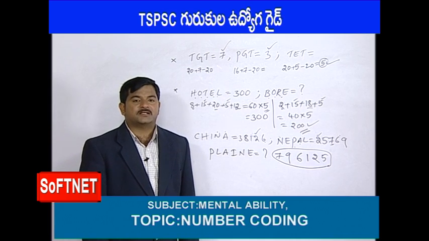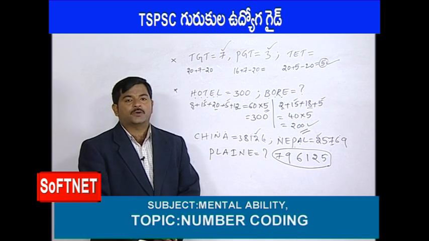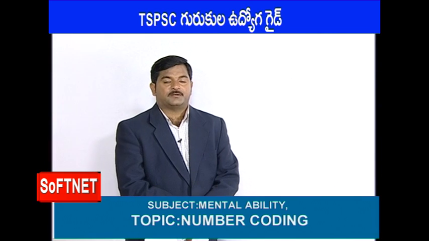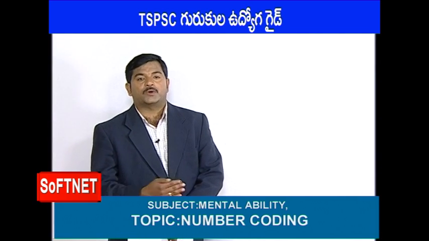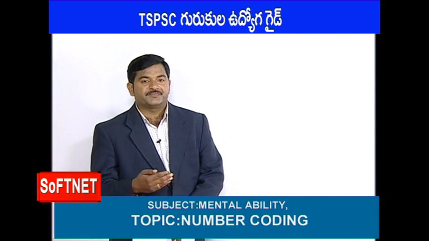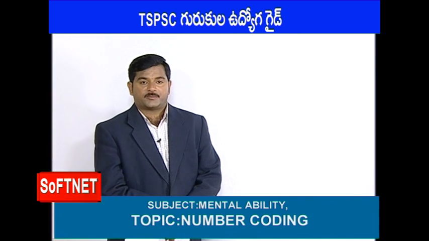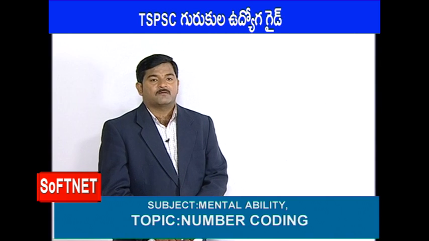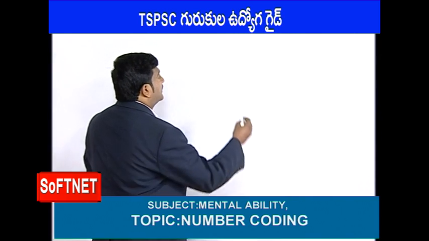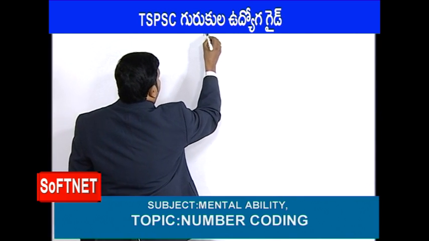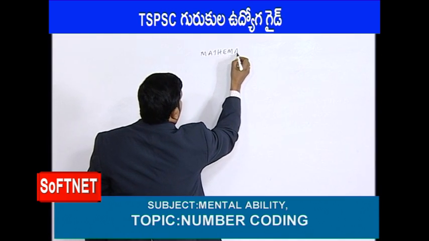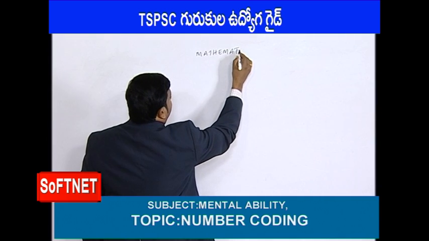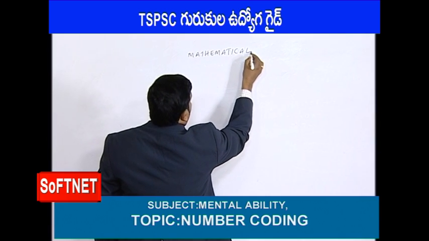Next we will discuss some other type in coding decoding. We finished number coding. So with this, two types are finished in coding decoding. One is letter coding and the second one is number coding. Now we will discuss one more type, that is mathematical coding. The third type in coding decoding, that is mathematical coding. Okay, so now we will see mathematical coding.